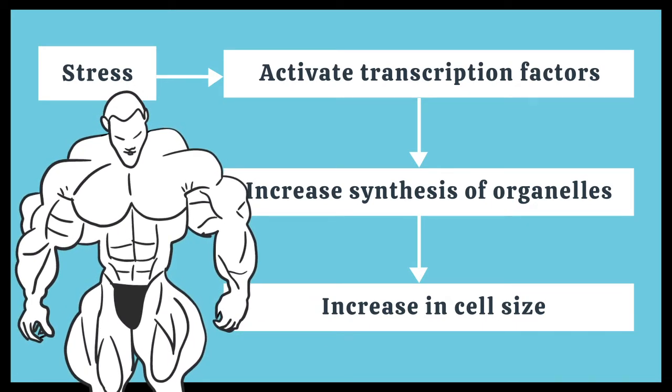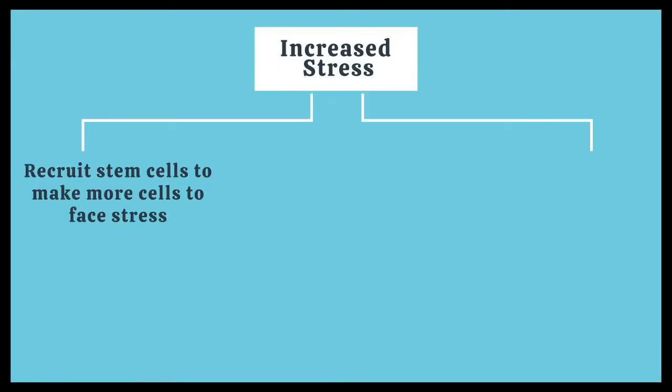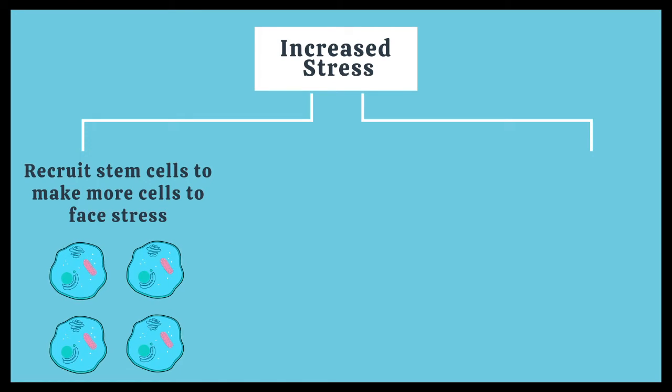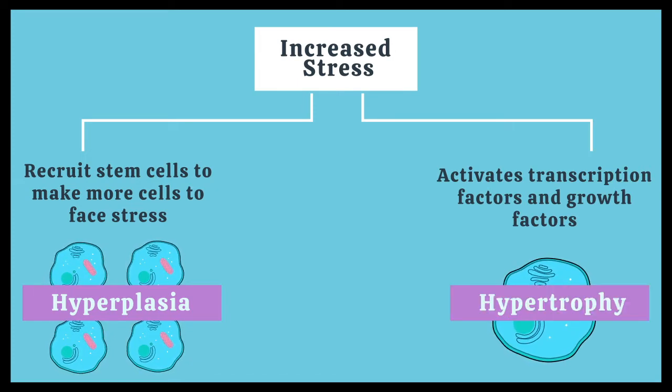That's hypertrophy, my friend. So in summary, hyperplasia recruits stem cells to undergo cell division and increase in cell number, and hypertrophy just enhances protein synthesis via transcription factors and growth factors to just get bigger. Even though we describe these processes as two separate ones, oftentimes they do occur together.